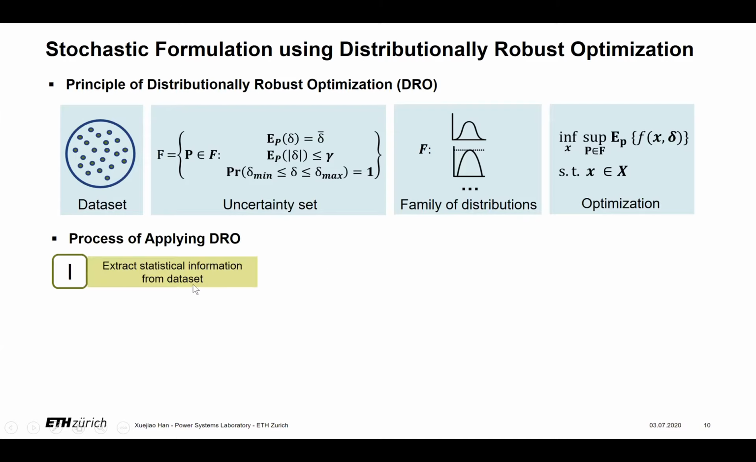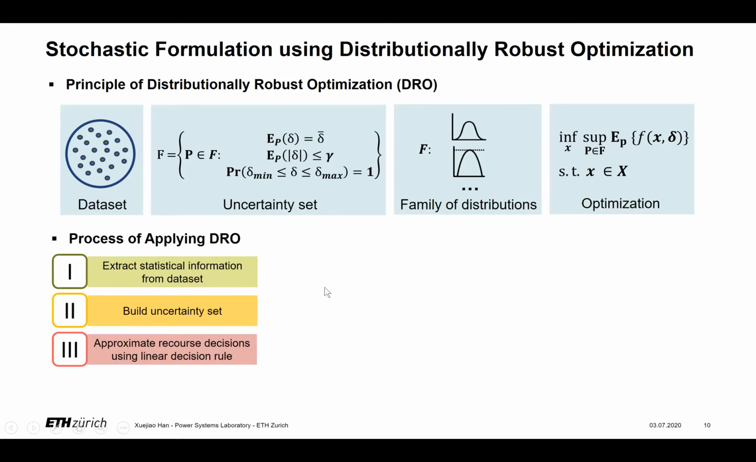So the steps to apply this method are as follows. First, extract the statistical information from the data set, and then build an uncertainty set like this one. Since we still have infinite realizations of uncertainty, to make the problem tractable, we approximate the recourse decisions using the linear decision rule. And finally, we incorporate the uncertainty set constraints using the duality theory.